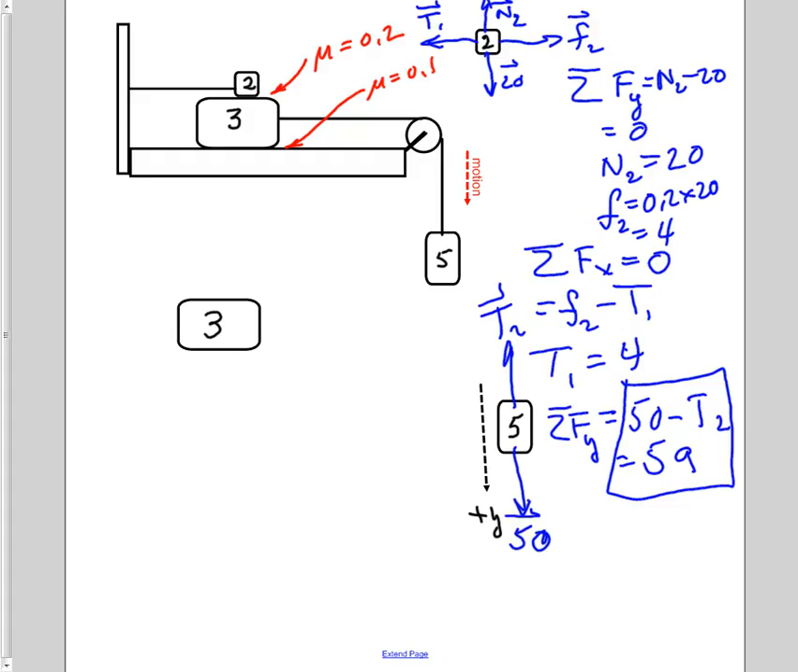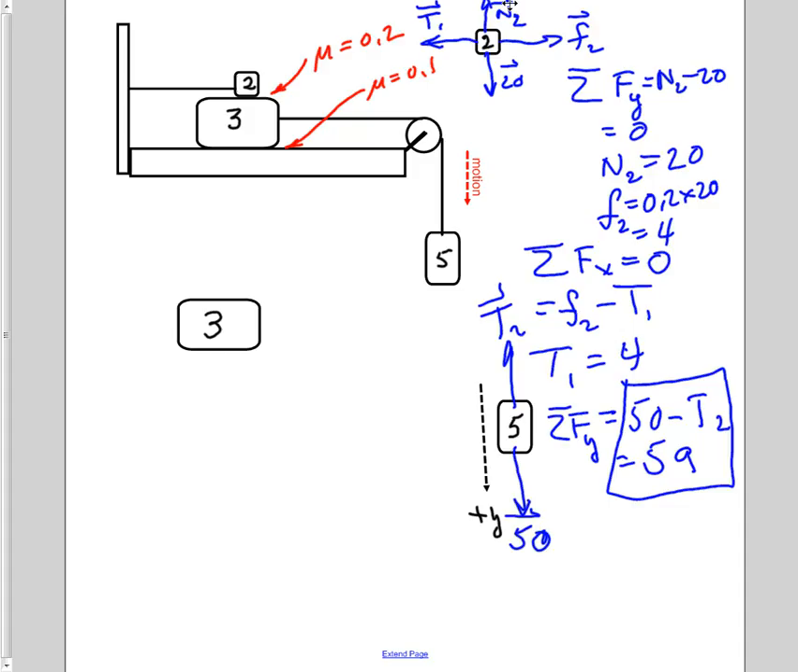Okay. So far we have found the frictional force on the 2 kilogram object. We have found the normal force on the 2 kilogram object. We have found the tension in the string connected to the wall. And that's about it. Okay, so now we need to carry on, choose another body.